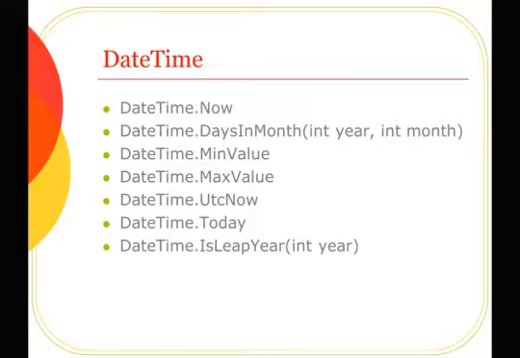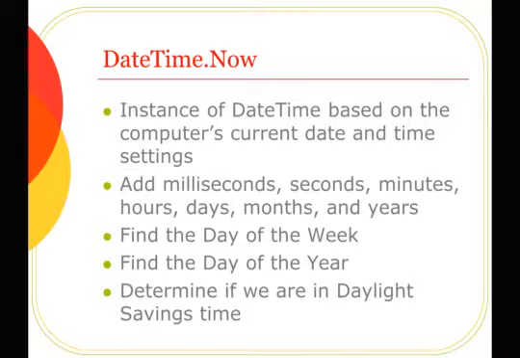Today, I don't use today much. From what I've seen so far, today is very similar to now. And DateTime dot is leap year. Give it a year, and it's going to tell you if it's a leap year or not. DateTime.now, like I said, is an instance of DateTime based on a computer's current date time settings. You can add milliseconds, seconds, minutes, hours, days, months, and years. You can find the day of the week. You can find the day of the year. And you can determine if we are in daylight savings time.